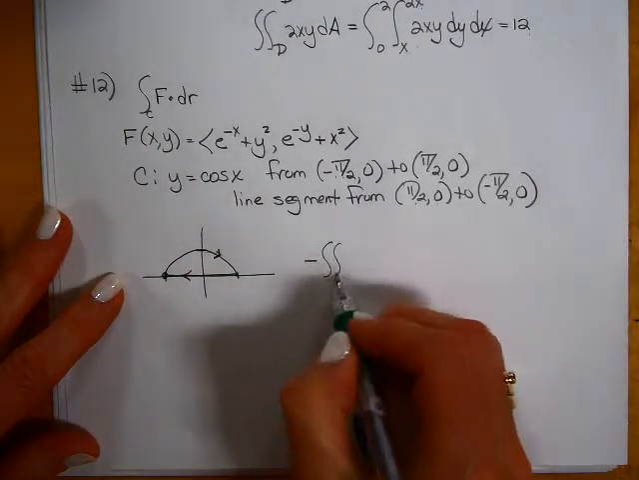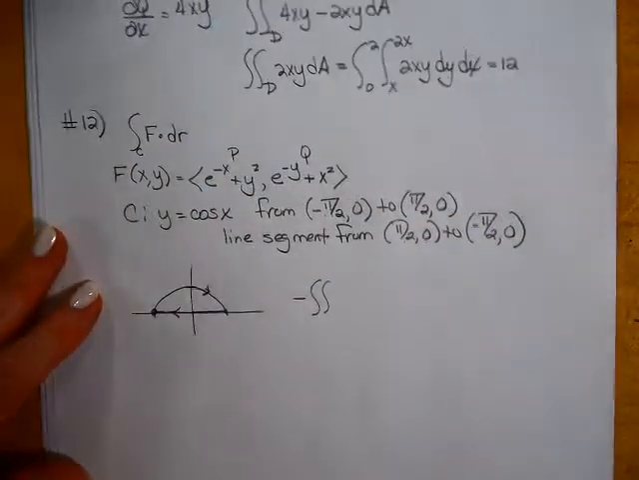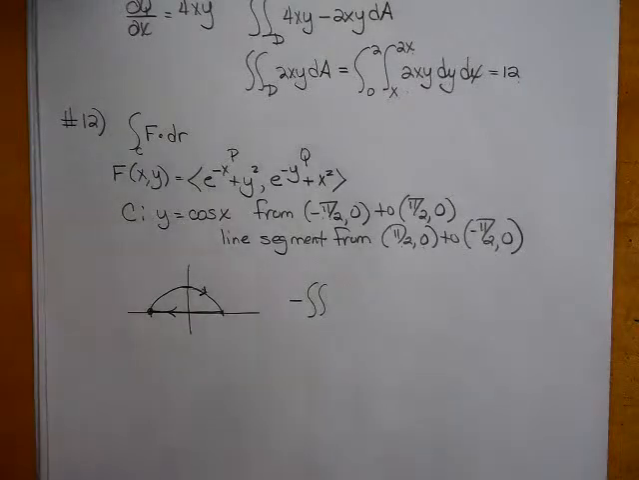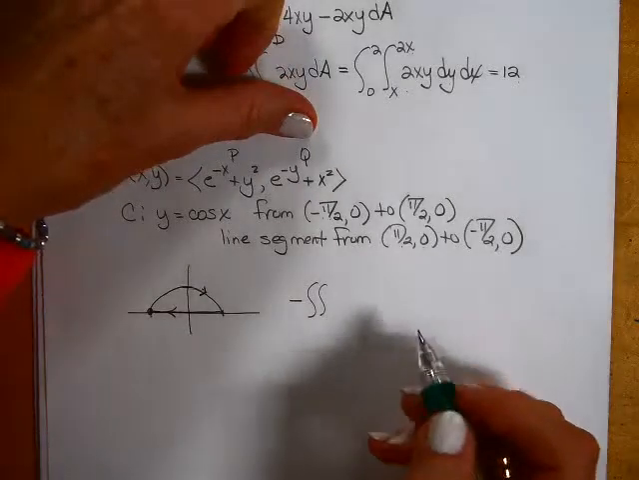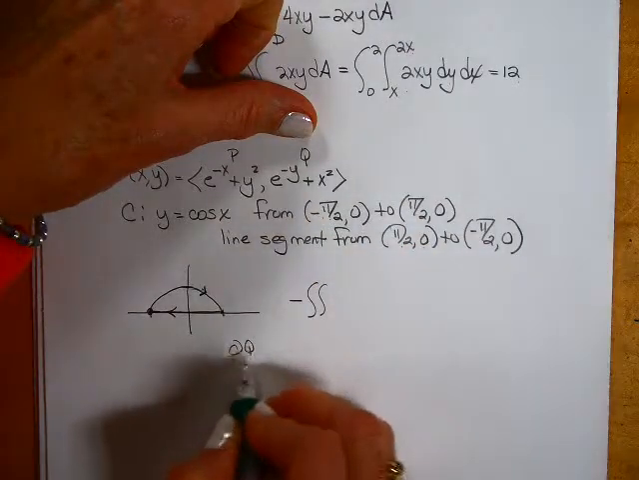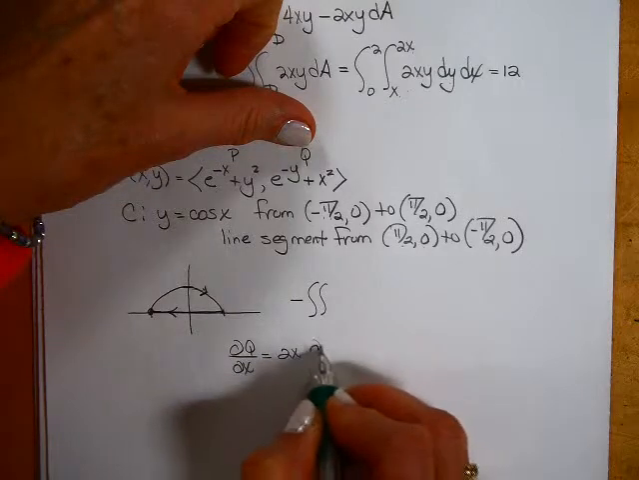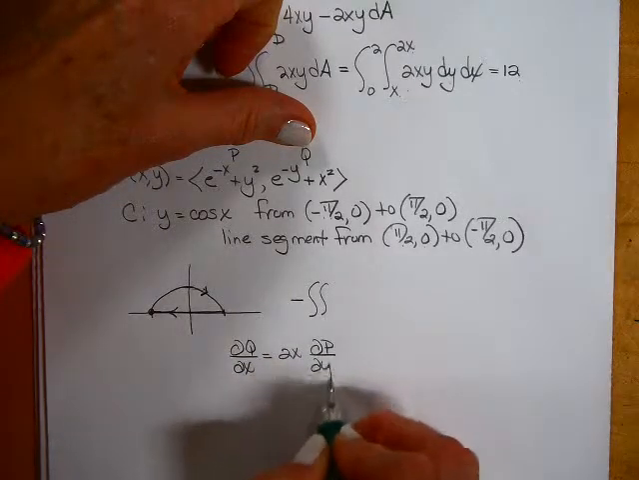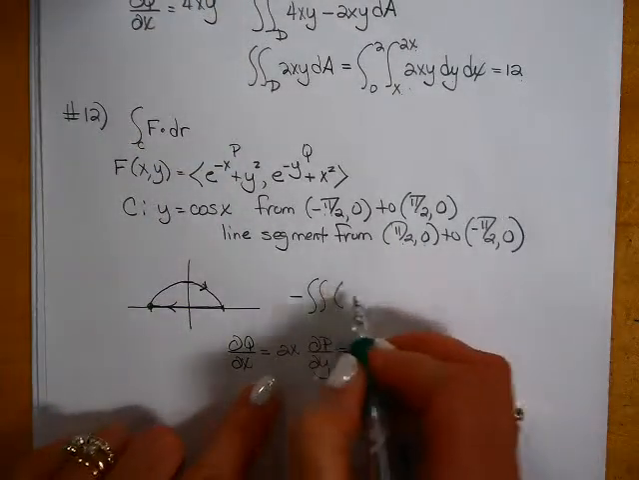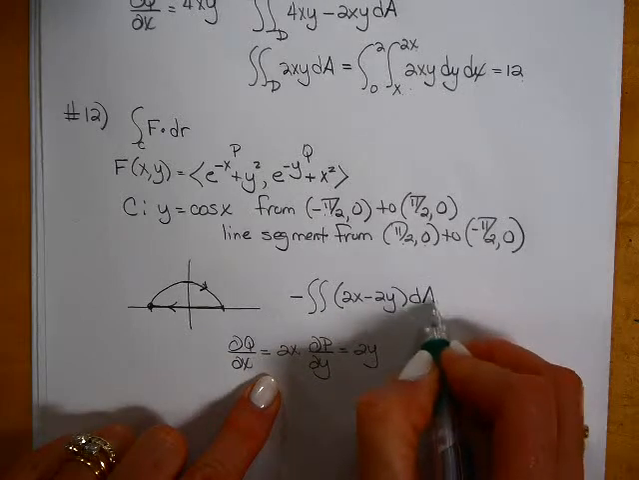We're still going to have a double integral. Now this is your P, this is going to be your Q. So you still take your derivatives just the same. You take the partial of Q with respect to x, which is 2x. Take the partial of P with respect to y, which is 2y. And we are going to integrate 2x minus 2y dA.